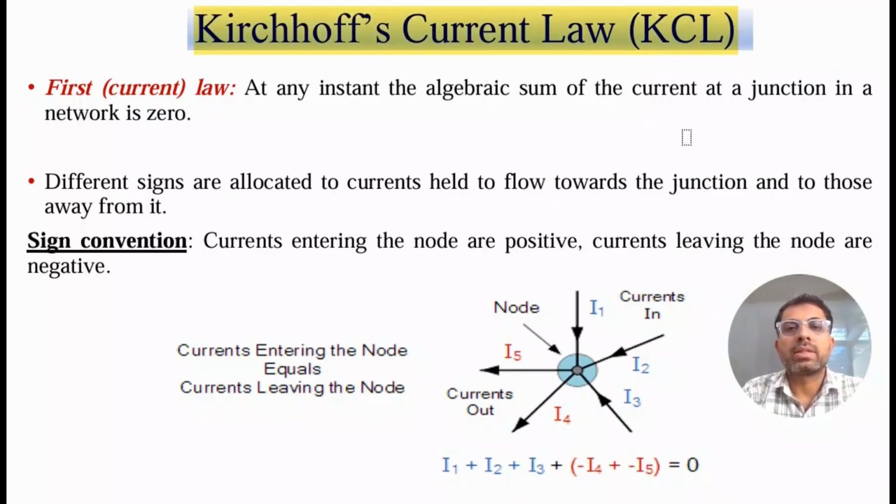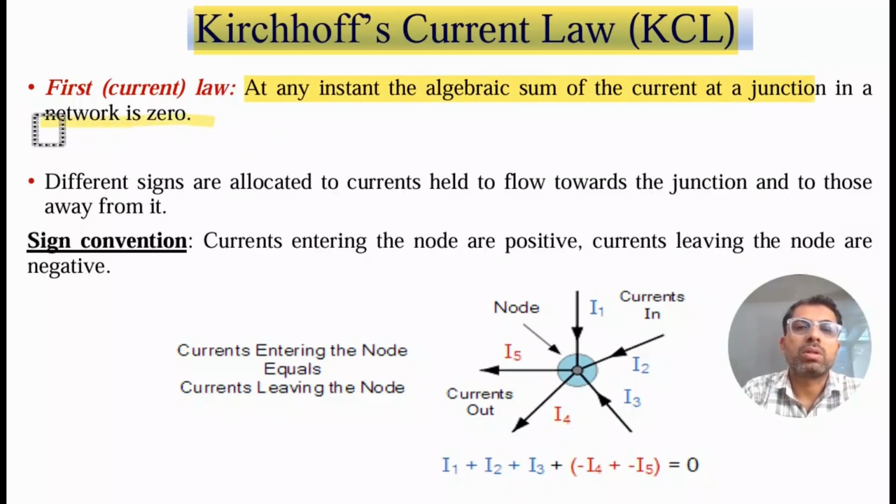So we will first see KCL, that is Kirchhoff's current law. It is also called the first law. So what is that law? It's very simple. At any instant, the algebraic sum of the currents at a junction in the network is equal to 0. We will see what KCL is with the help of this tab.